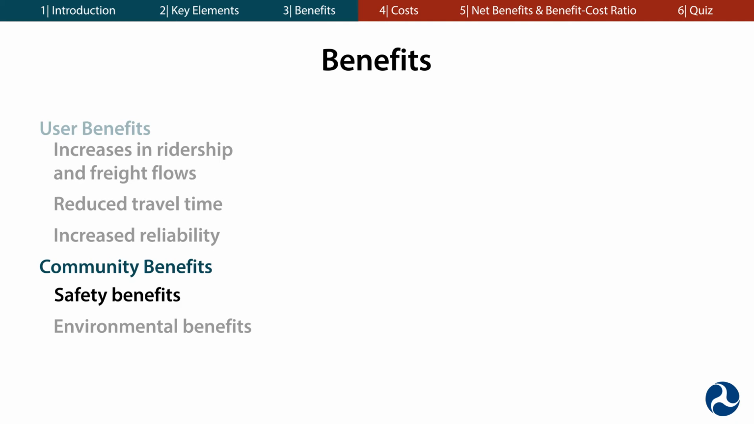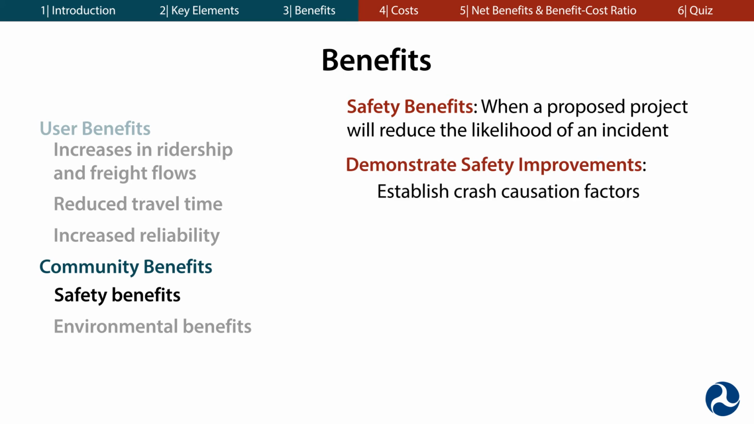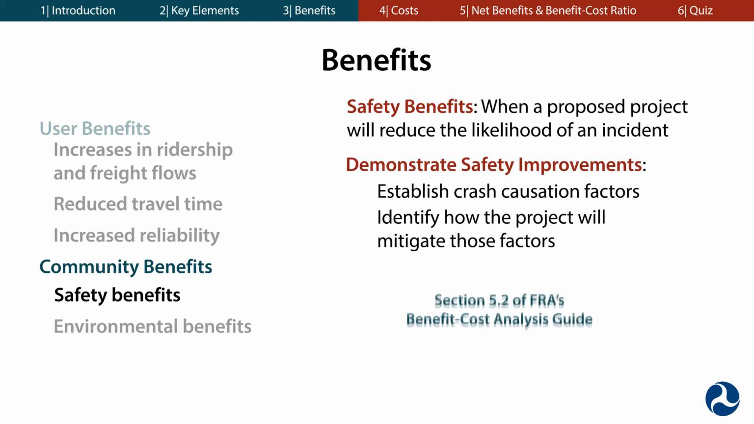Safety benefits can be included in a BCA when a proposed project will reduce the likelihood of a derailment or other type of incident. To claim that a project will result in safety improvements, you need to clearly demonstrate how a proposed project targets and improves safety. This is done by establishing crash causation factors and drawing a direct link to how the project will mitigate those factors. Some examples of project elements that would increase safety are improvements to grade crossings, shifts from alternative modes that involve higher safety risks, and improvements in rail infrastructure or technology that reduce crash risk. For an example of monetizing the value of safety improvements, you should refer to Section 5.2 of FRA's BCA guidance.